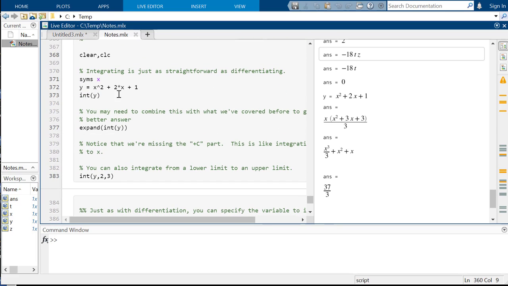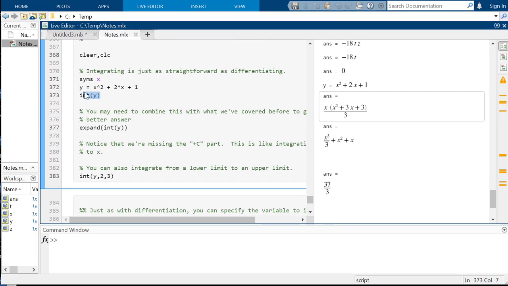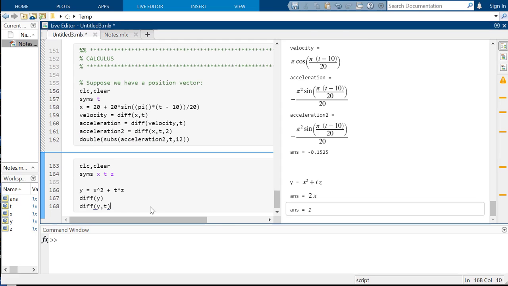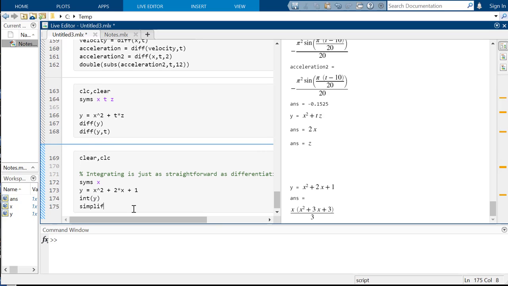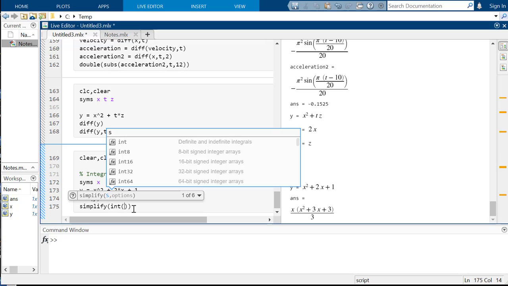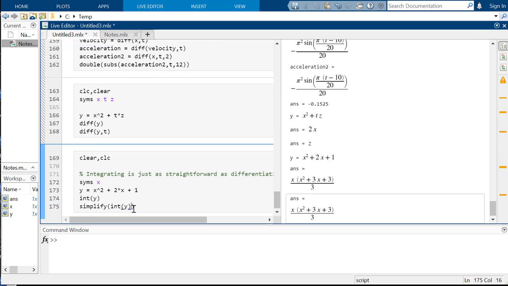We can also do integration, which is just as kind of straightforward as you think it would be. Let's see. So if I throw these in here, x squared plus 2x plus 1, and I integrate it, it's not pretty. So integrate y. So that's not how I want to see it either. Let's try expand. There. Okay, so that's a way that I like to see it that makes the most sense.